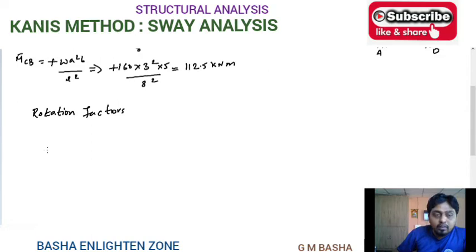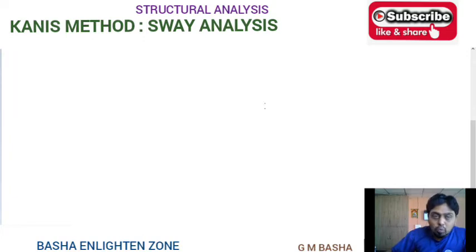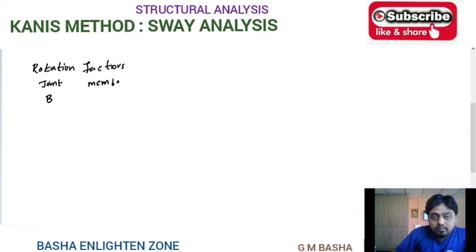Generally there will be two joints, B and C, which are the intermediate joints. First take down the joint and member, the relative stiffness, the sum of the relative stiffness denoted with sigma k, and the rotation factor mu equal to minus 1 by 2 k by sigma k. Your joint will be B, and the members connecting to joint B are BA and BC. The next joint will be C, and the connecting members to joint C are CB and CD.